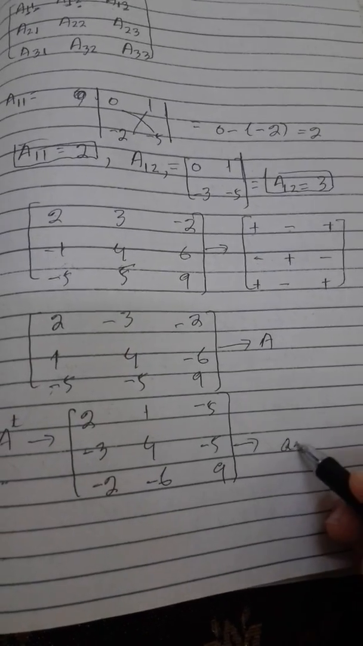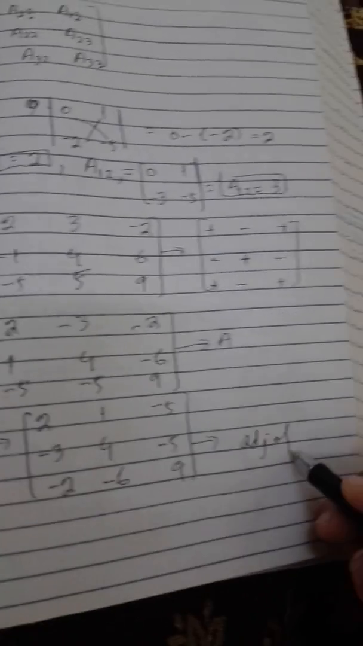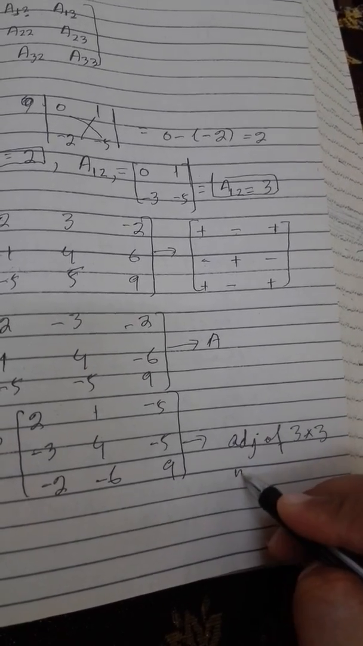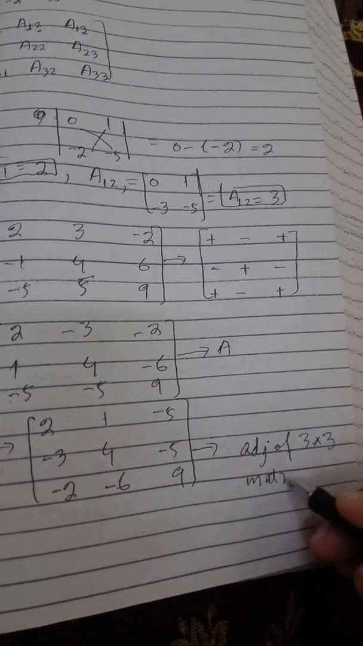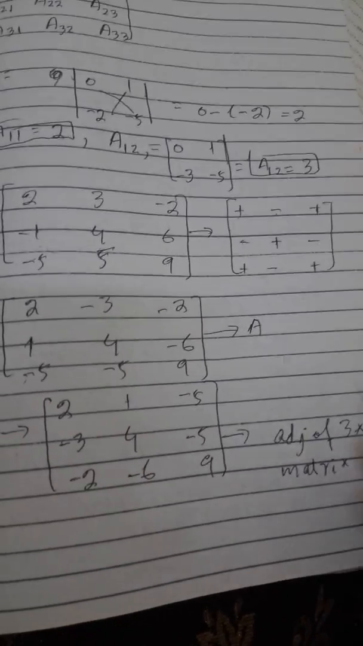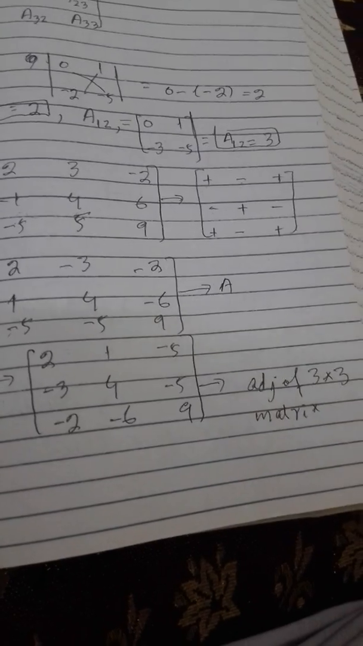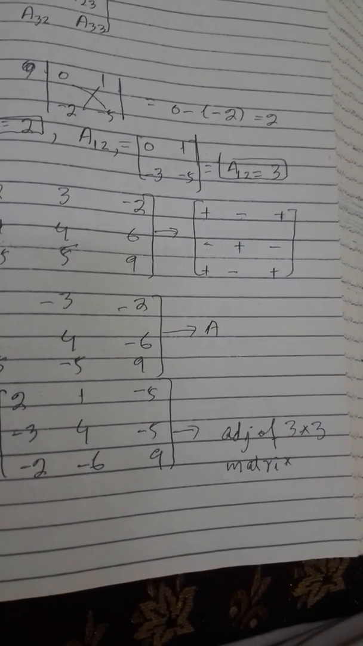So this is your adjoint of a 3 cross 3 matrix. That was all about the technique of finding the adjoint of a 3 cross 3 matrix. See you soon.